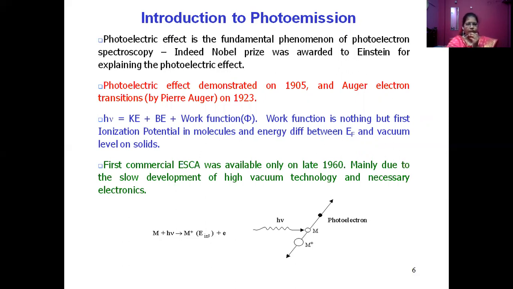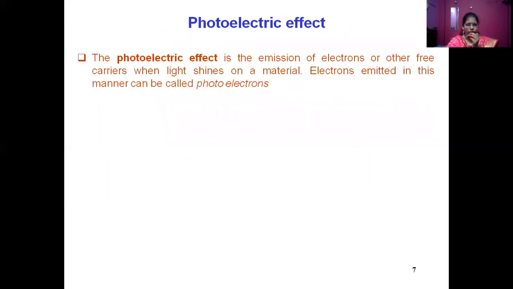The first commercial ESCA was available only in the late 1960s, mainly due to the slow development of high vacuum technology and the necessary electronics. So what is the photoelectric effect? As we all know, the photoelectric effect is the emission of electrons or other charge carriers when light shines on a material. The electrons are emitted in a manner that can be called photoelectrons.